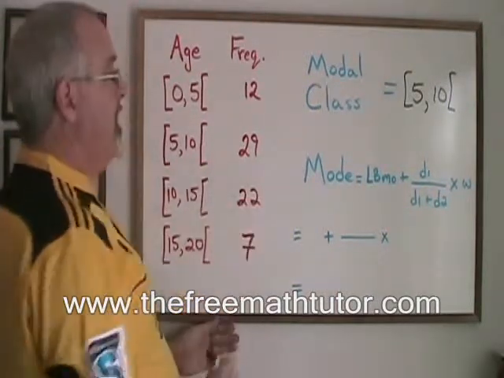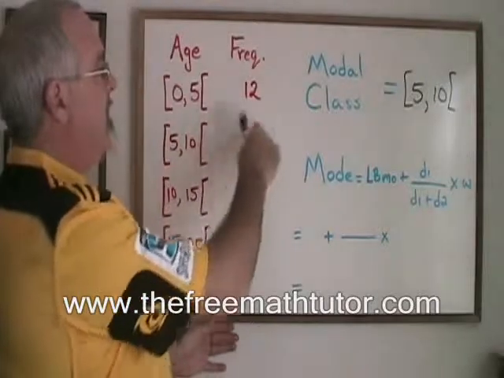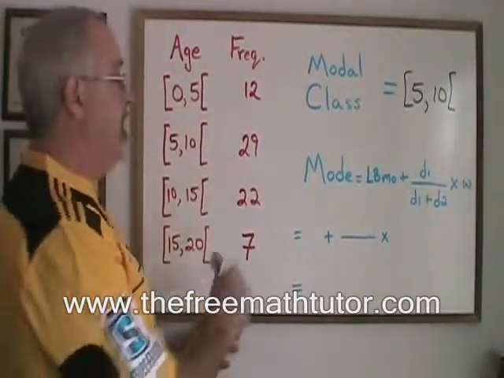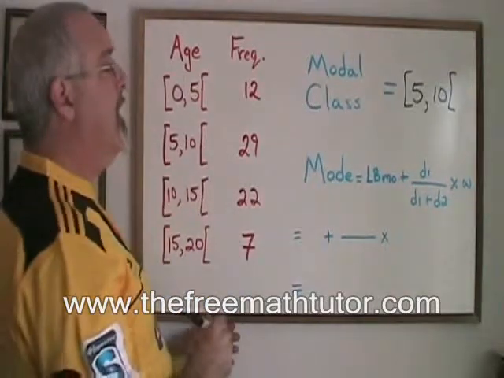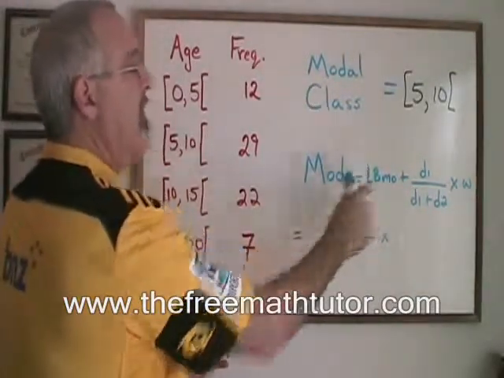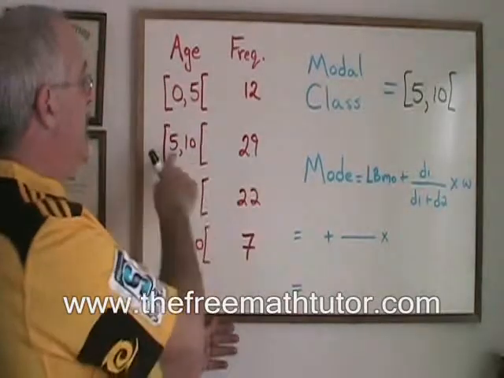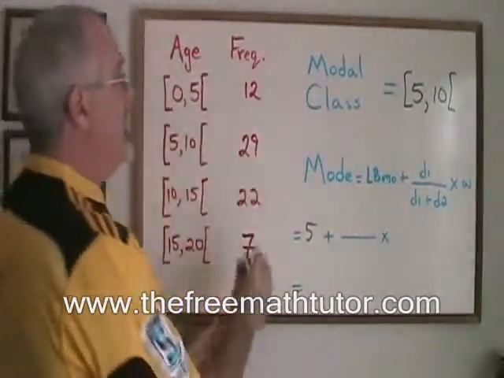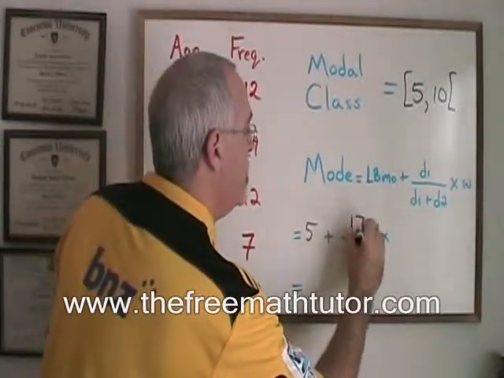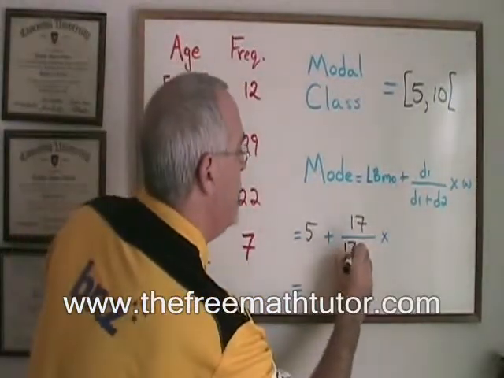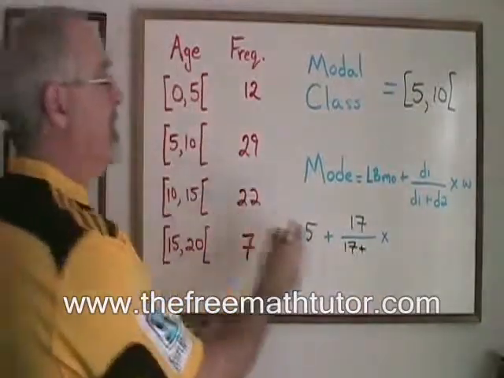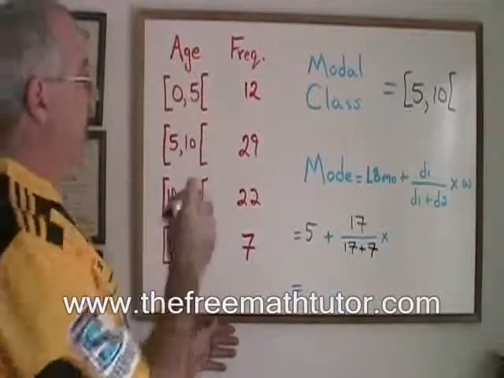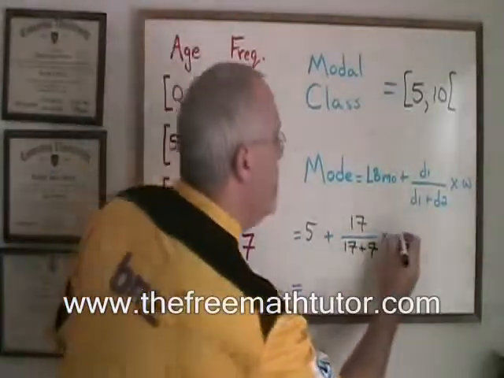class. Therefore, difference 1 in this case is 17, the difference between 12 and 29, and difference 2 is 7, the difference between 29 and 22. The lower boundary of the modal class in this case is this 5. Difference 1 is 17. Difference 2 is 7. And the width of the modal class is the width of all of the classes, which in this case is 5.